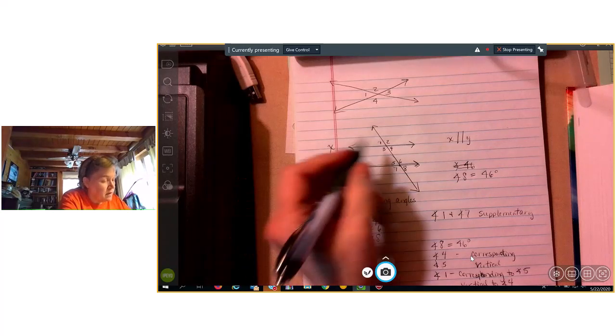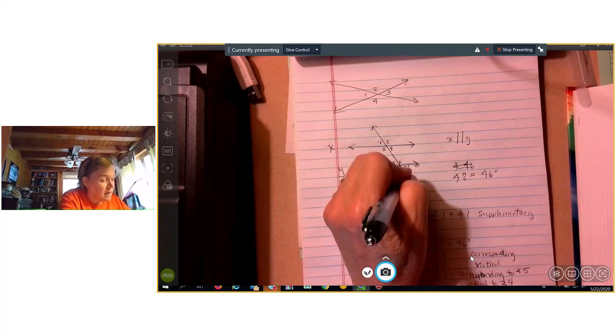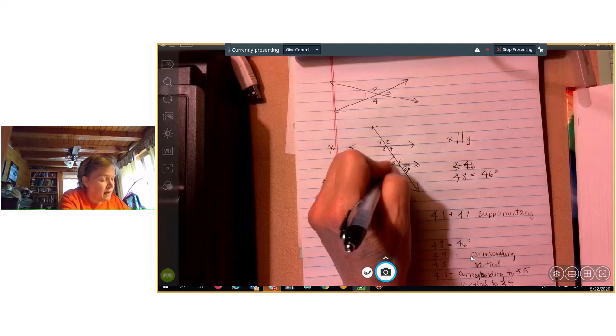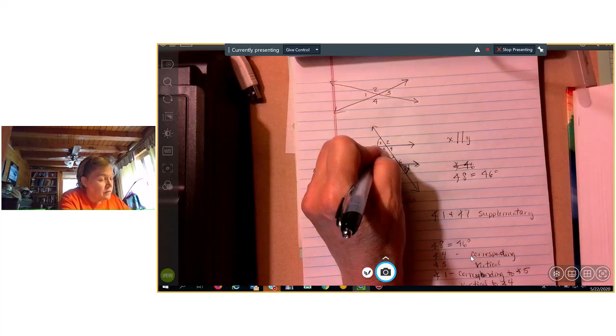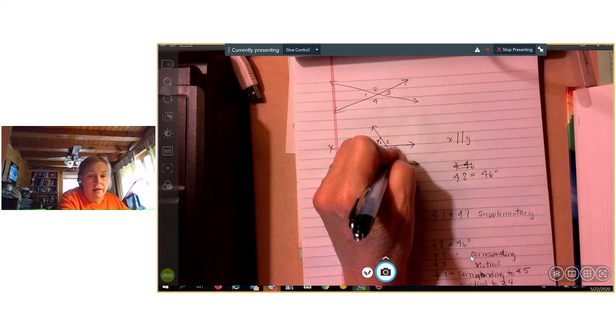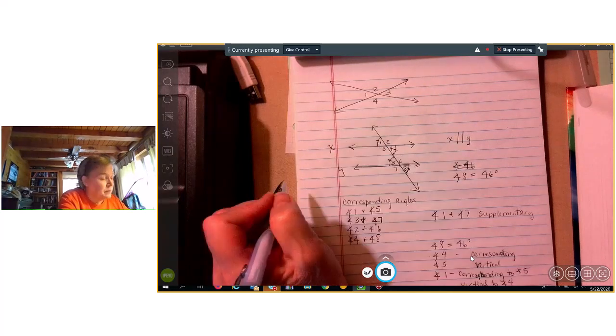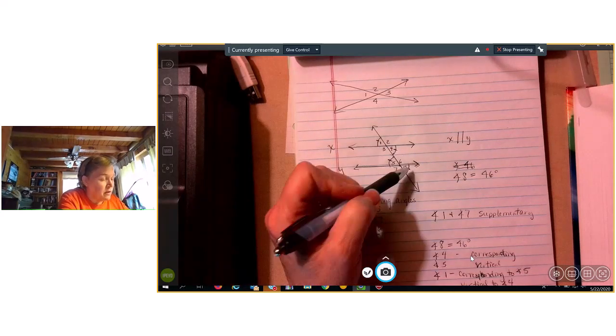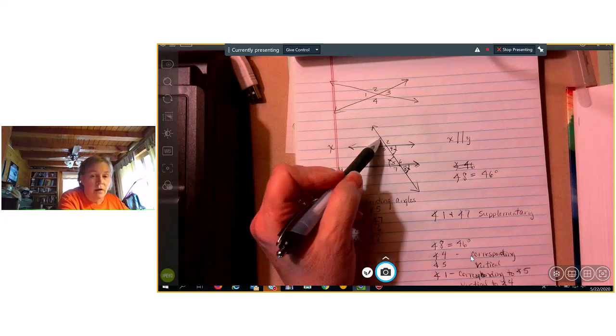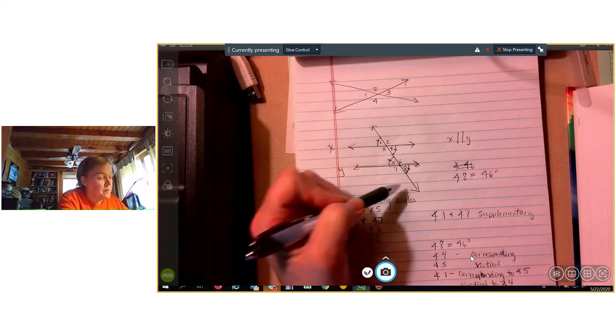So we know that all of these, and if you want to mark them with a slash with a 1, with a little dash through there, then we know all of these angles equal the same thing. That's how I would mark them. Mark them with the angle symbol, and then a little line through them lets you know that they're all equal to the same measurement.